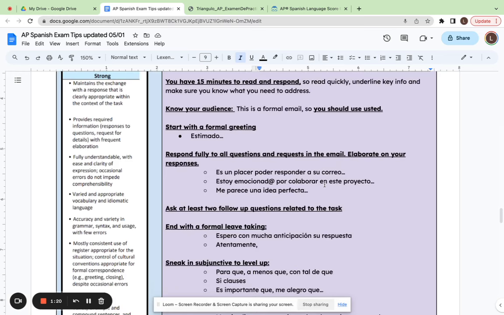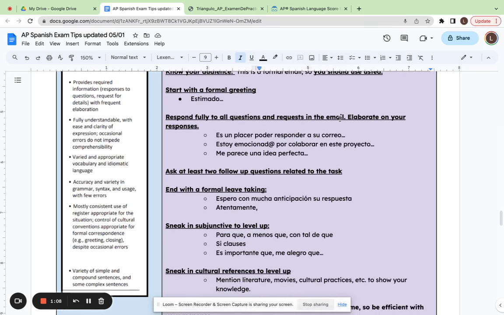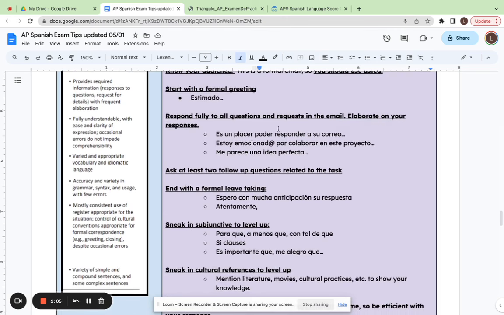All right, last but not least, just some last tips to finish up. Remember, you have 15 minutes to read and respond, so read quickly, underline key info, and then be ready to respond. Remember, this is a formal email, so you should use usted. You have your formal greeting. You have lots of options to start off the email. You can start off with a topic sentence such as, es un placer poder responder a su correo. Me parece una idea perfecta establecer este proyecto en la comunidad. Remember, you have those 2 follow-up questions, and you can finish with a formal leave taking that concludes the email.